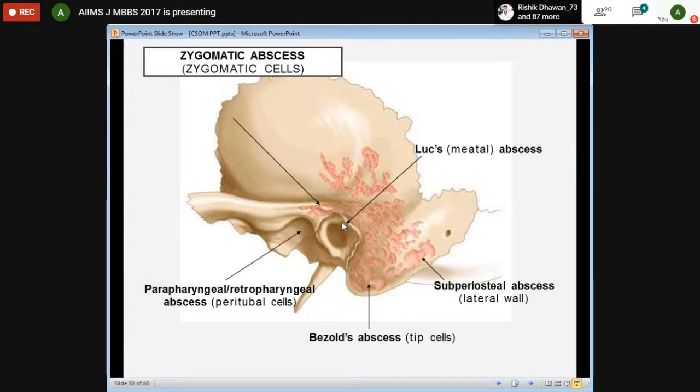Suppose pus forms around the posterior wall of the external auditory canal. It is known as Luc abscess or meatal abscess. Suppose there is a peritubal cell. This is the eustachian tube area, and if these peritubal cells are involved, it will lead to the formation of pus in the parapharyngeal space. These are the Citelli abscesses, when the abscess forms along the posterior belly of the digastric. This is the zygomatic abscess, when it involves the zygomatic air cells. When the pus formation is in front of the ear, it is known as zygomatic abscess. These are the four or five types of abscess which we should know by name.